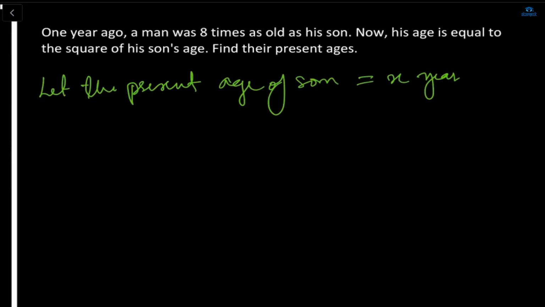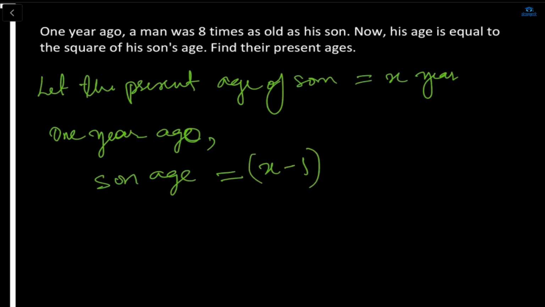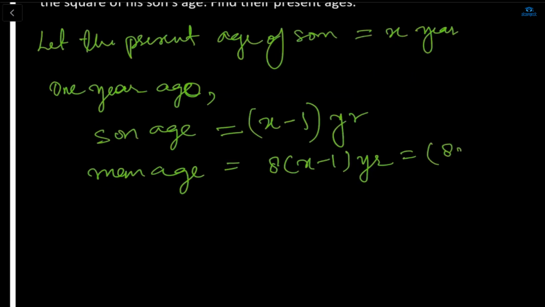You will see here. But before that, it is said that 1 year ago, a man was 8 times as old as his son. So what will be the age 1 year ago? If you are going to find out the son's age 1 year ago, the son's age will be x minus 1, because we're talking about 1 year ago. And the man's age will be what? 8 times as old as his son. So 8 times as old as his son, or you can write it as 8x minus 8 years.